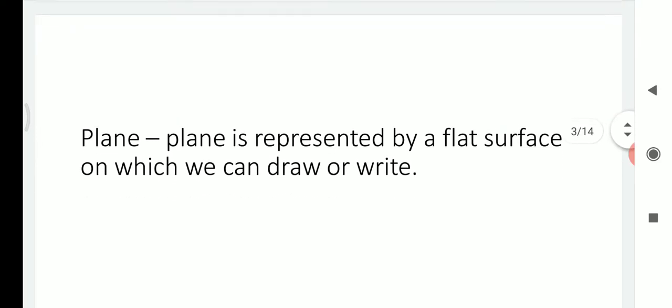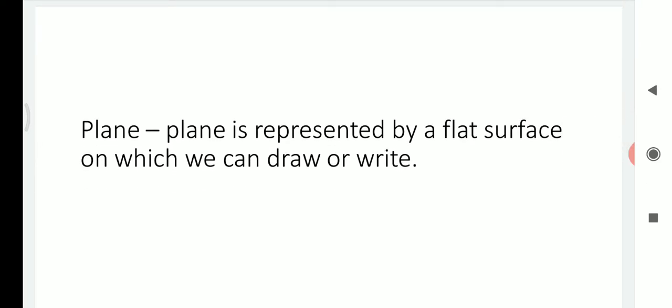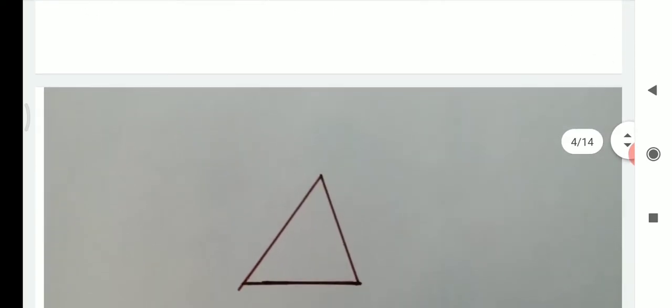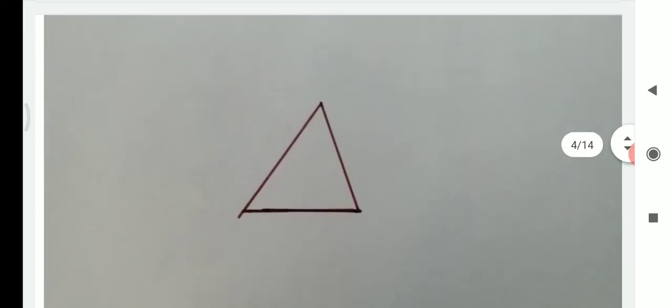Now, what is a plane? A plane is represented by a flat surface on which we can draw or write. Right? I'm going to do some experiment with this plane. Let me look at that. I have drawn a figure on this plane using three line segments. Now can you guess what it is? Yes, this is a triangle. A triangle is formed by three line segments, right?